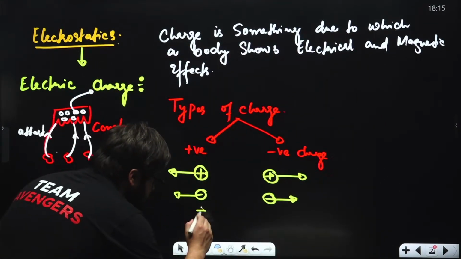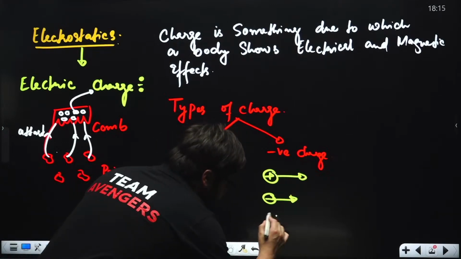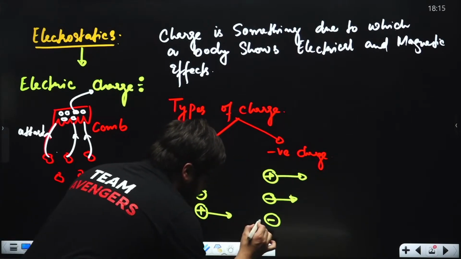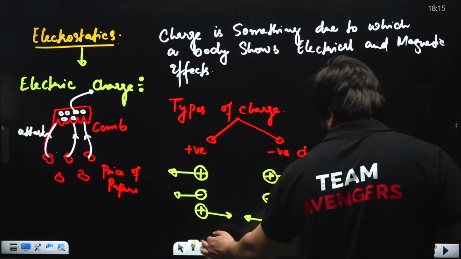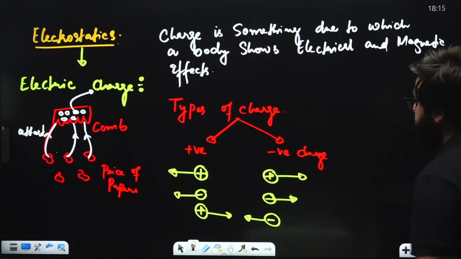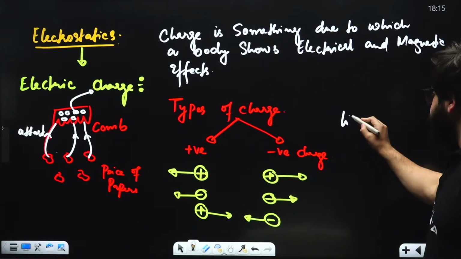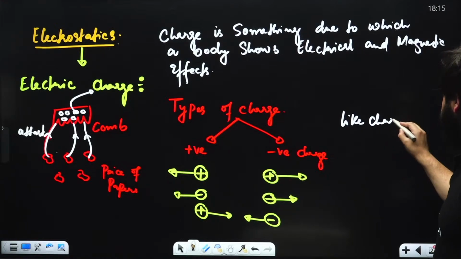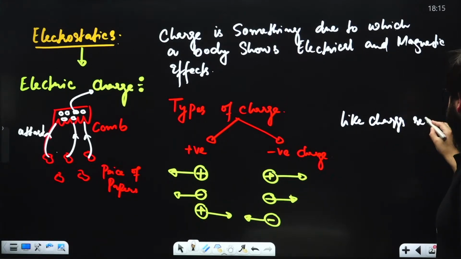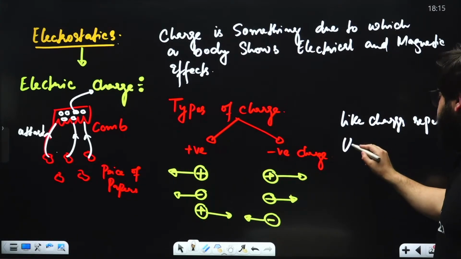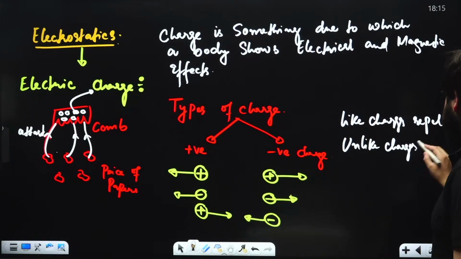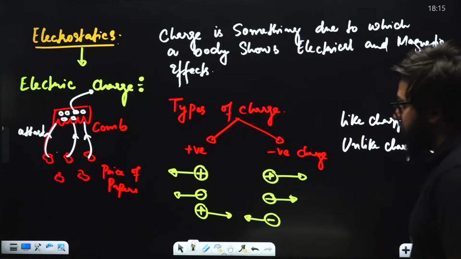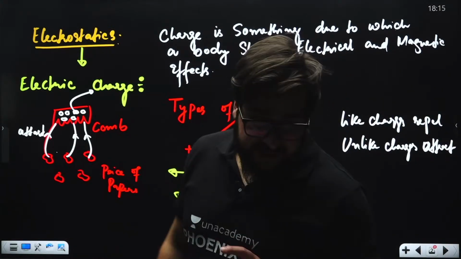And if you place a positive over here and a negative over here, they will attract. Why? Because positive and negative attract. Let me write over here: like charges repel, and unlike charges attract. Unlike charges attract. Like charges repel and unlike charges attract.